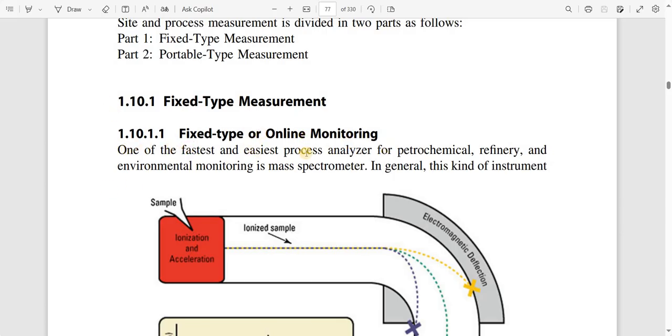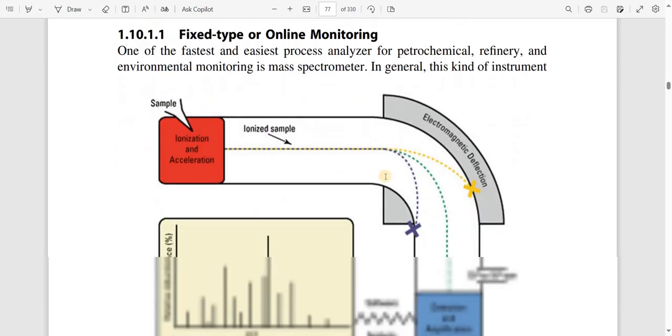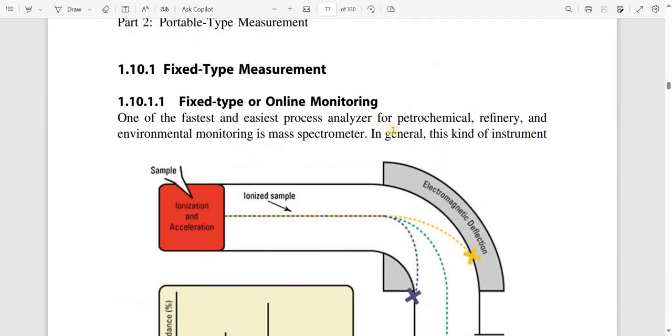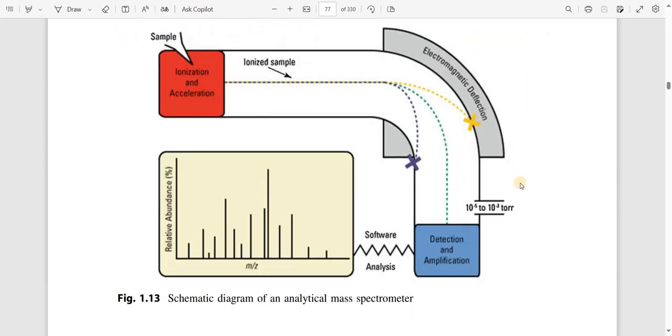One of the fastest and easiest process analyzers for petrochemical refinery and environmental monitoring is the mass spectrometer. It's a mass spectrometer. In general, this kind of instrument is a very good instrument.